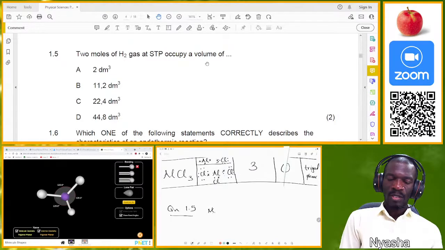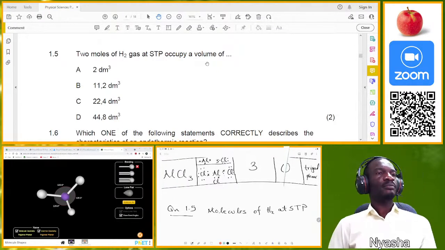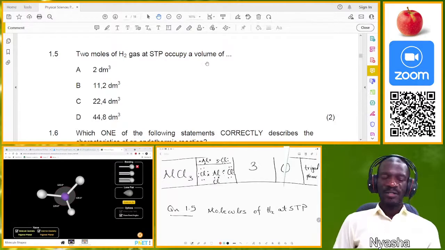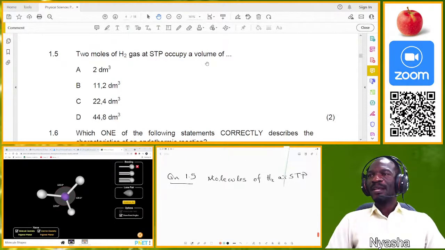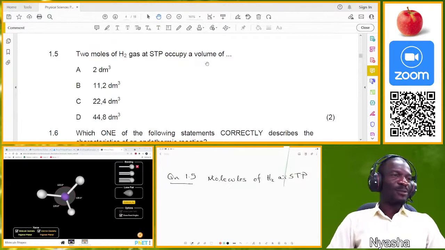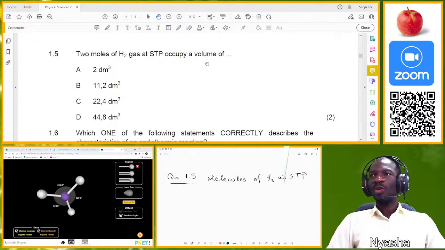So these are molecules of hydrogen, H2 at STP. Molecules of hydrogen at standard temperature and pressure. So how large a volume do these molecules occupy?